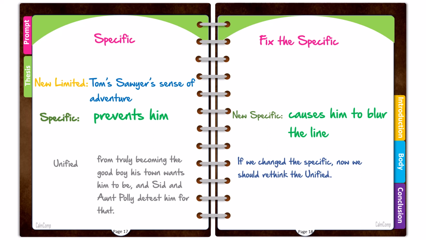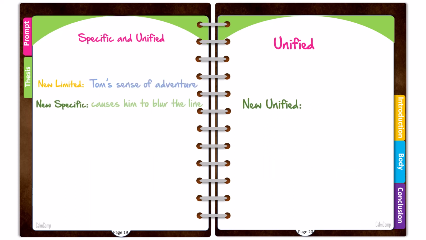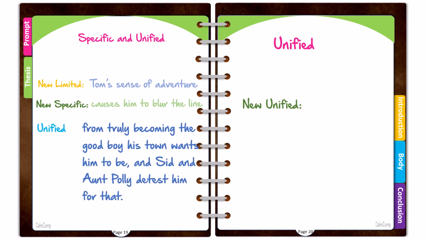So, my new specific is going to be "causes him to blur the line." I'm going to be developing on this idea even more in my unified, which is up next. We know that we have Tom's sense of adventure causes him to blur the line. And now we're going to finish our thought up. Let's look at what we have as evidence in our book to continue our thought process. I'll put up our old unified for reference.